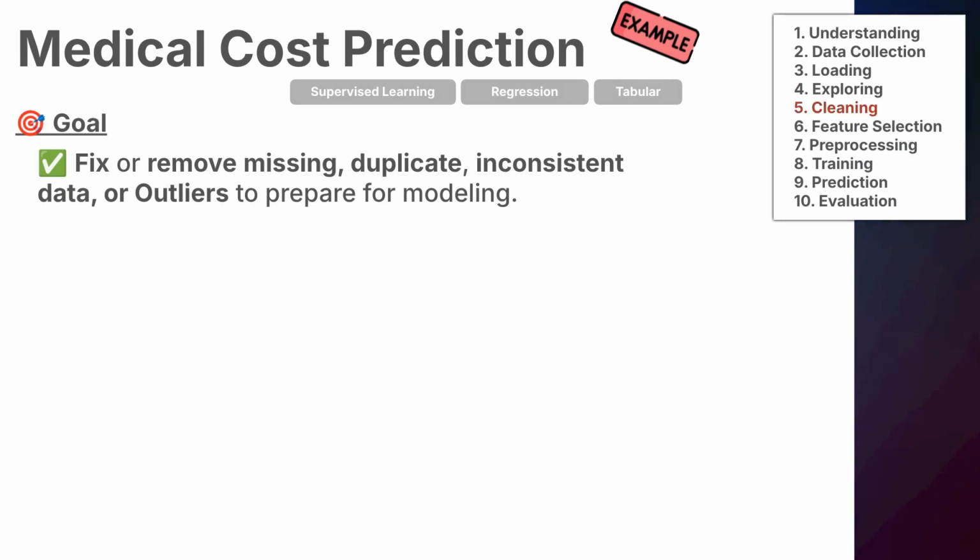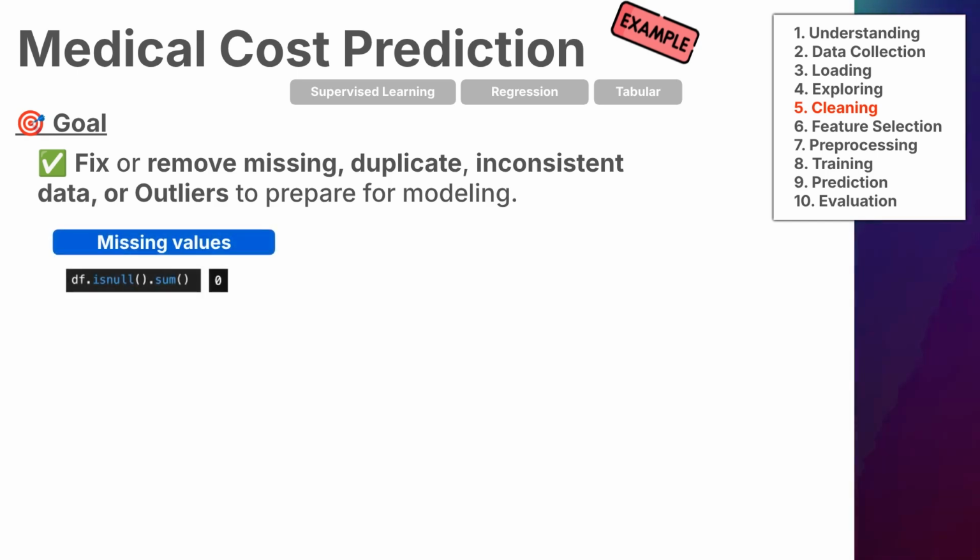5. Cleaning the data. Before moving forward with modeling, we'll do a data cleaning step to ensure the data set is accurate, consistent, and free of issues that could negatively affect model performance. First, we check for missing values using the isnull sum method. Fortunately, there are no missing values in any of the columns, so no further action is needed in that regard.